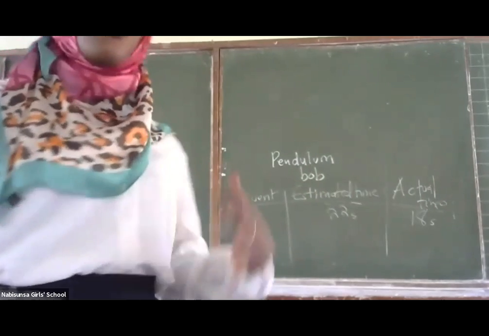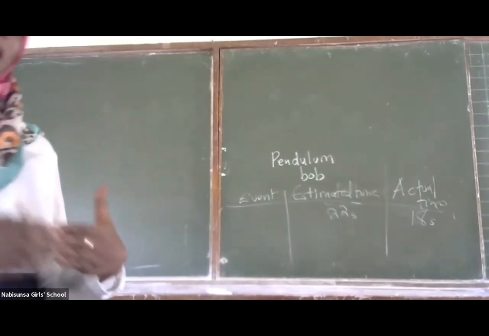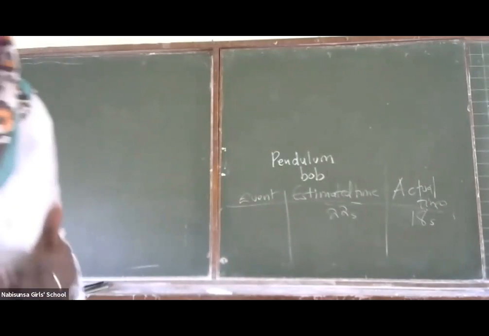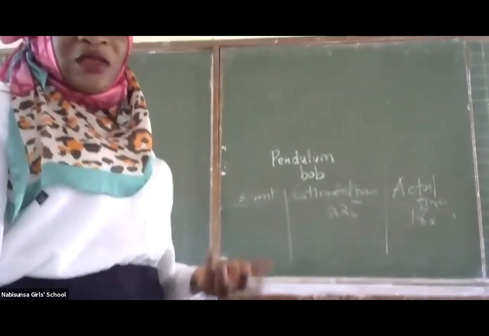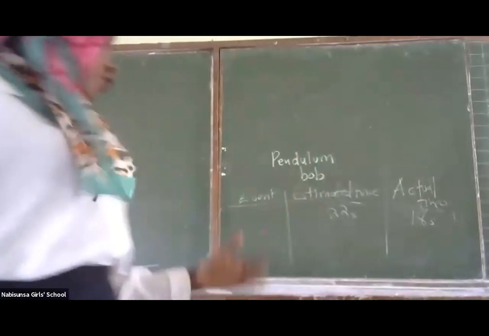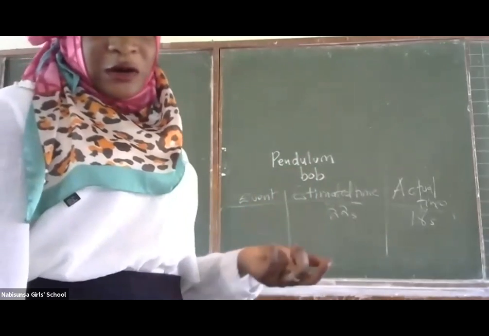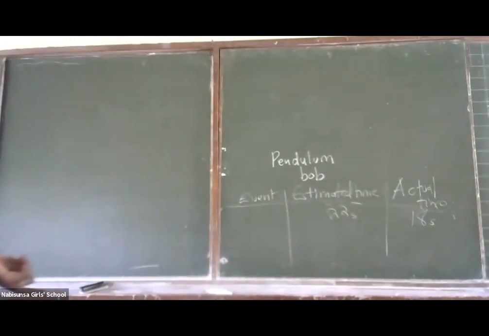But in the long run, with more activities, you'll find that the estimated time will be the same as the actual time. They will be exact, they will match. Is that okay? Time will come when you're getting the same values using a pendulum bulb and using a stop clock.